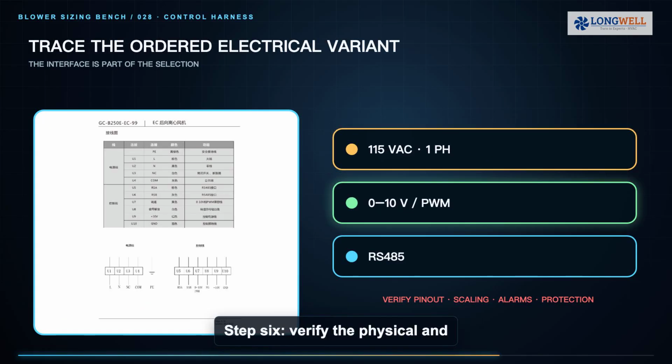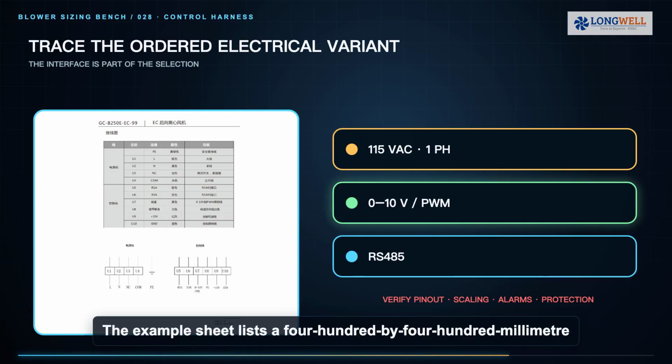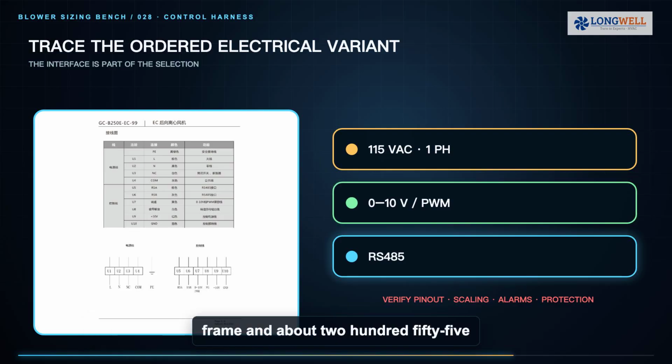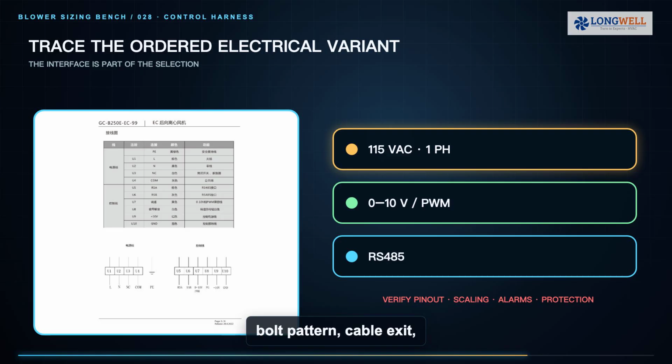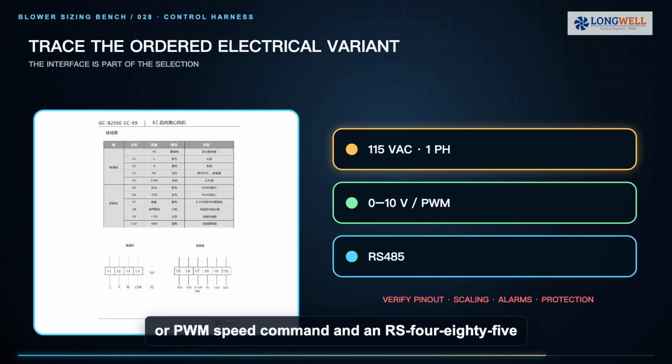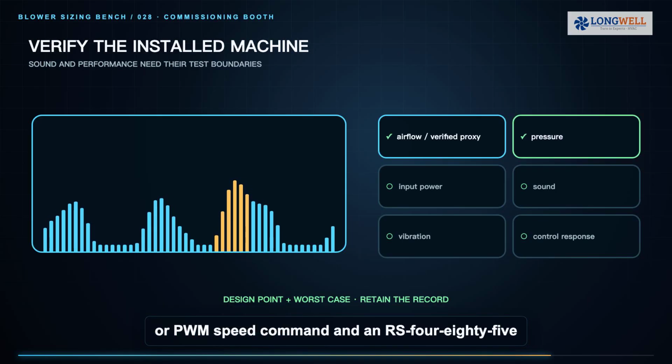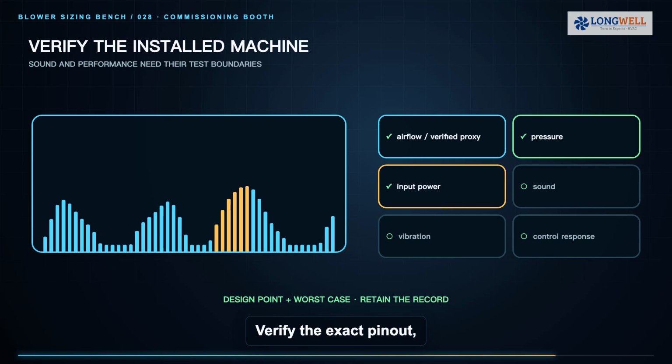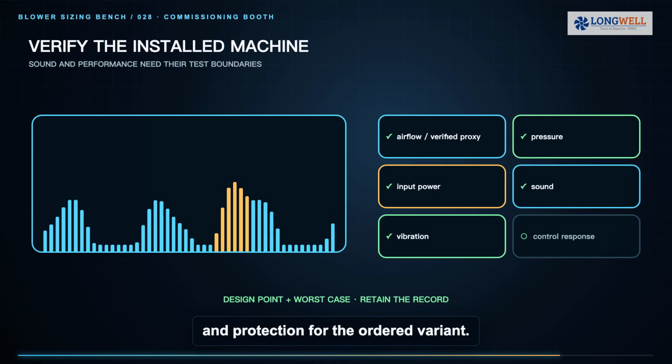Step 6. Verify the physical and electrical interface. The example sheet lists a 400 by 400 mm frame and about 255 mm depth. Confirm the inlet ring, bolt pattern, cable exit, guards, service clearance, and removal path. The same sheet identifies 115-volt single-phase power plus 0 to 10-volt or PWM speed command and an RS-485 interface. Verify the exact pinout, command scaling, alarm logic, and protection for the ordered variant.